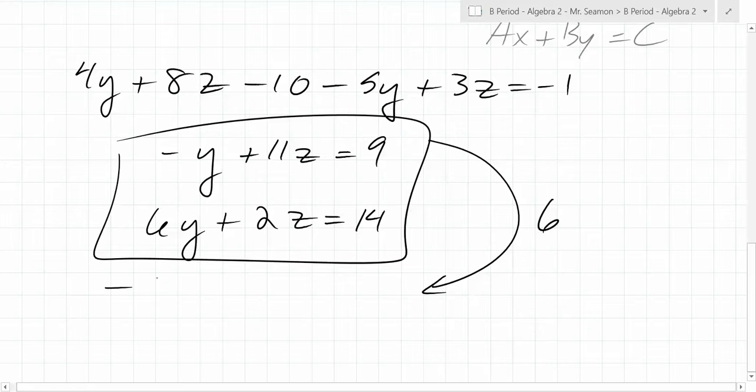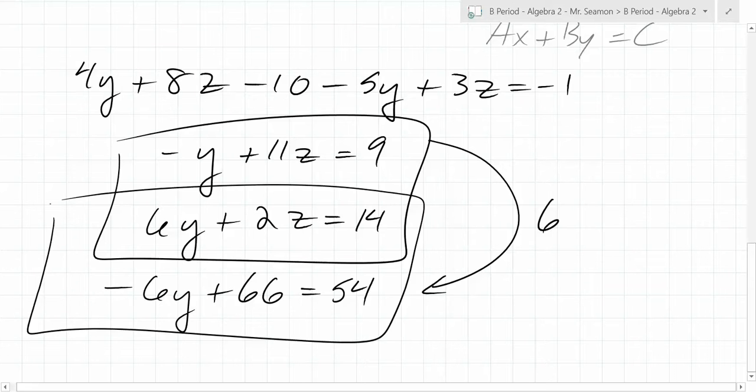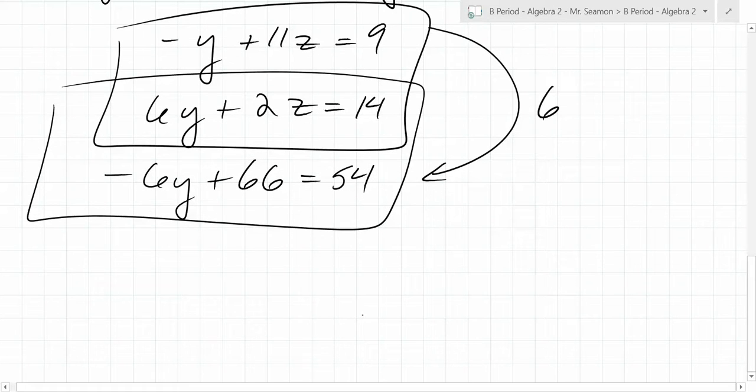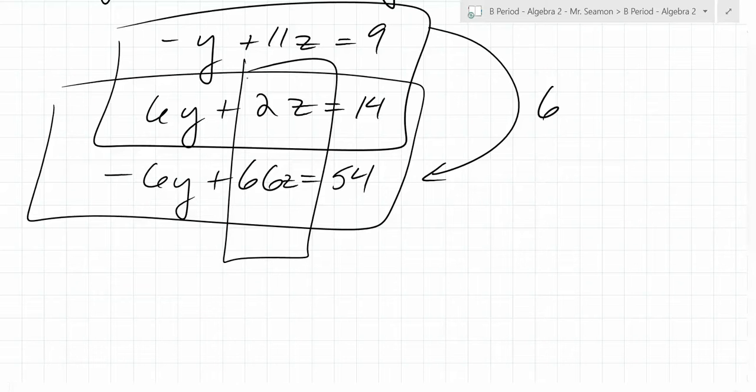If we do that, we end up with negative 6y plus 66z equals 54. Now we add it together, and how many z's do we end up with, Kelly? How many z's do we end up with right here? 79. Wait, no. 79. Wow.